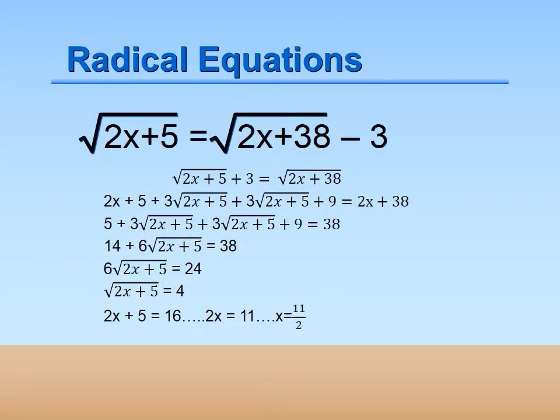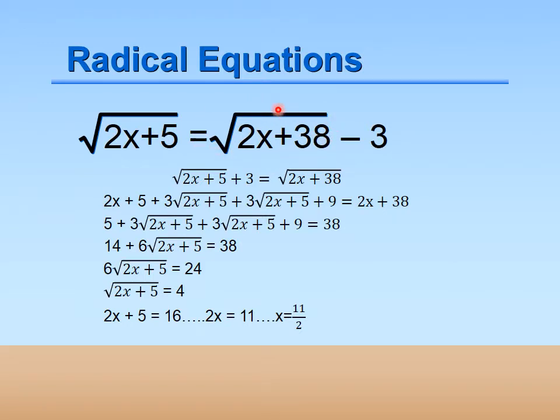Let's look at this problem. The square root of 2x plus 5 equals the square root of 2x plus 38 minus 3. So the first thing we want to do is, which one is the more complicated radical? I'm going to say the square root of 2x plus 38, because 38 is bigger than 5. So I want to isolate this radical.